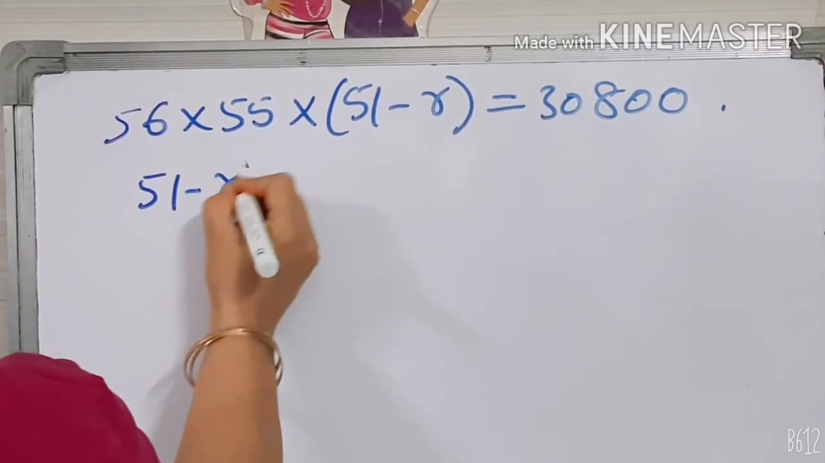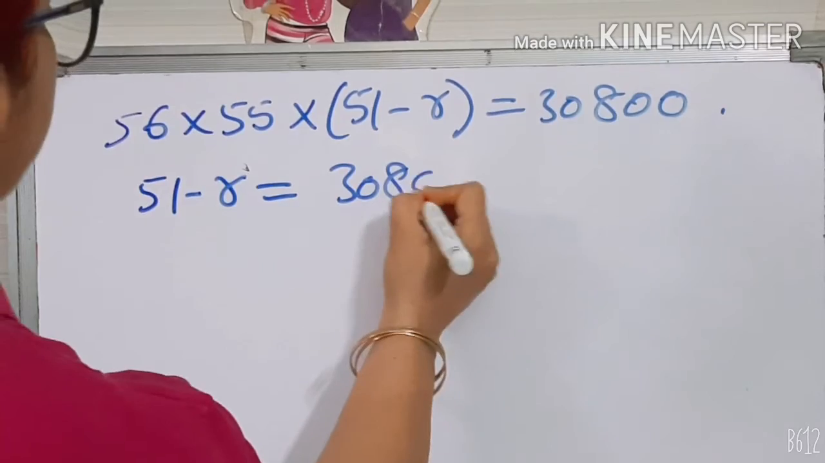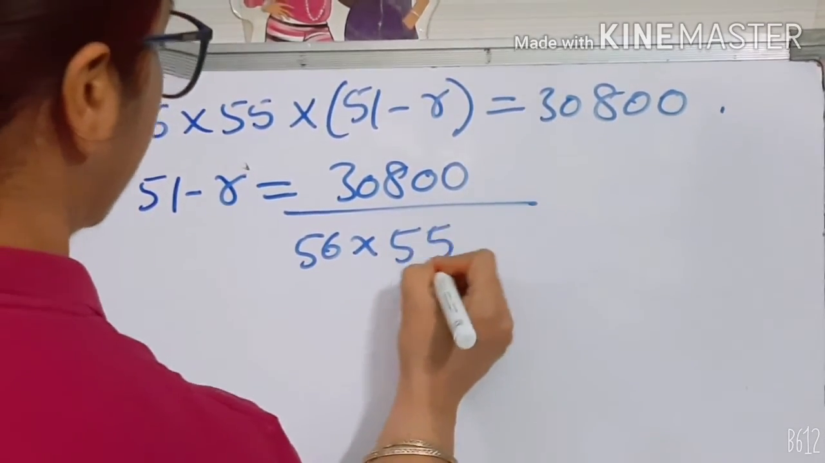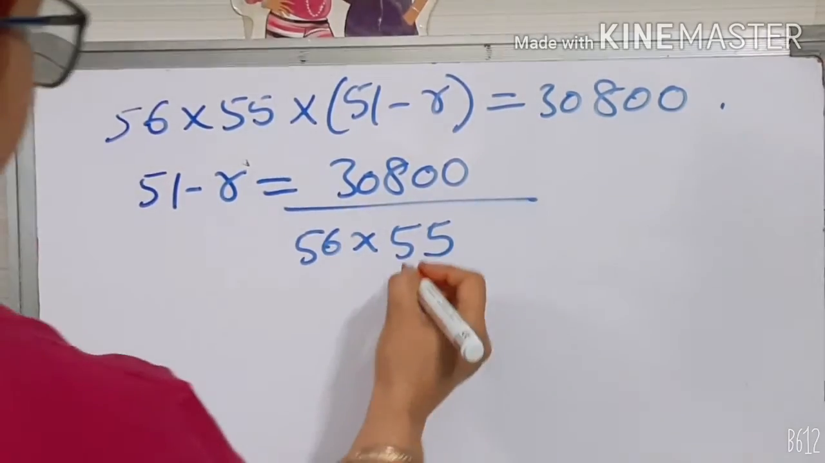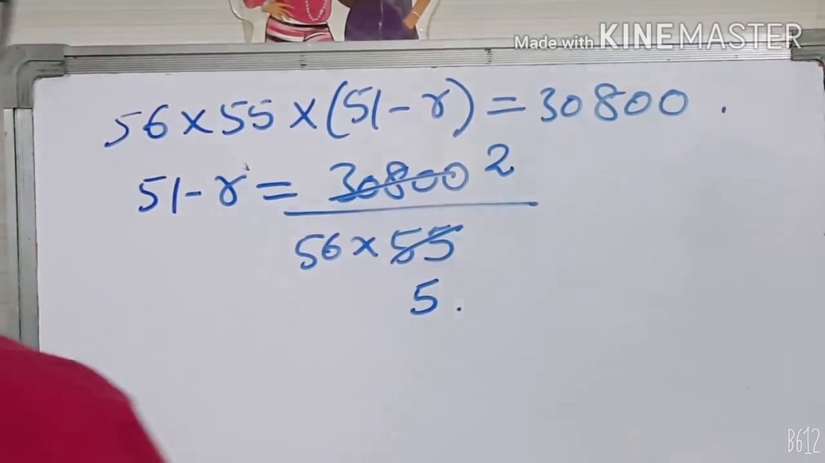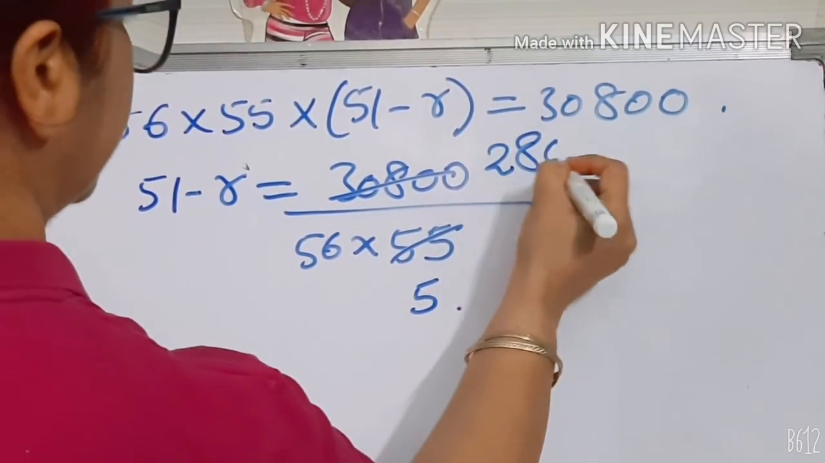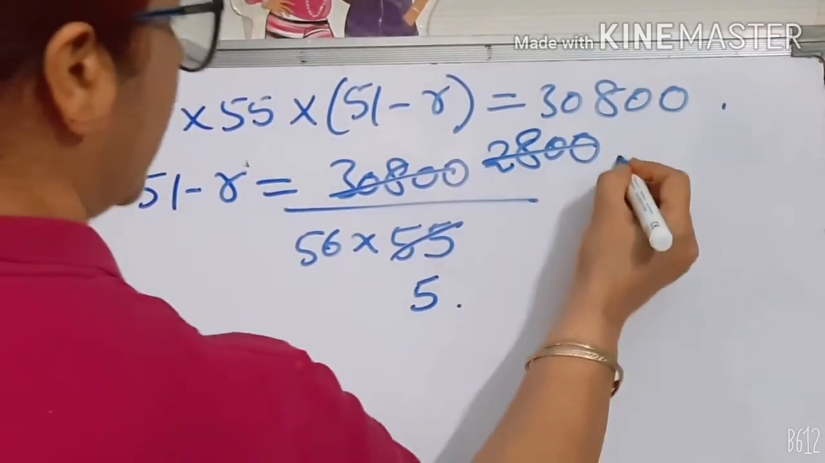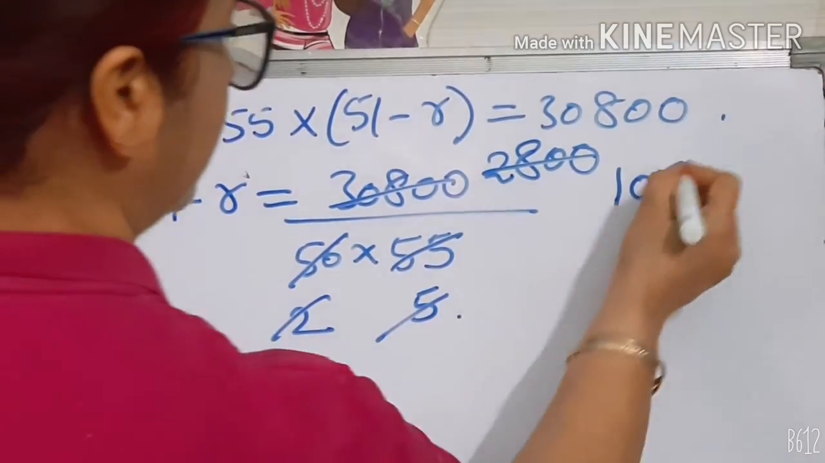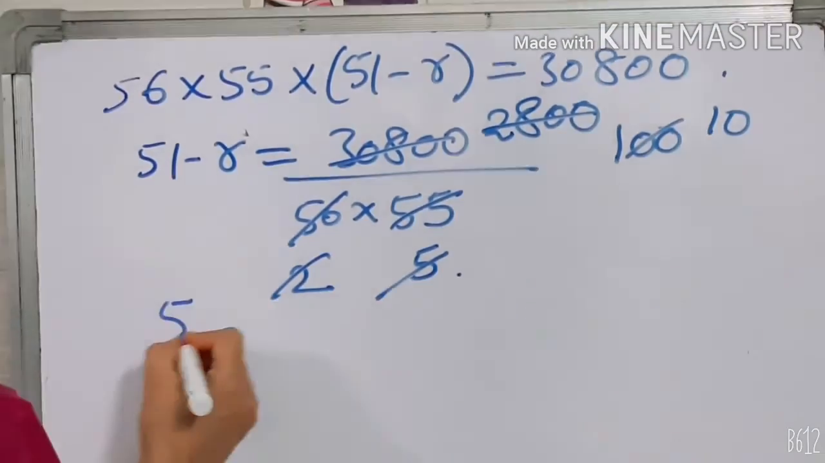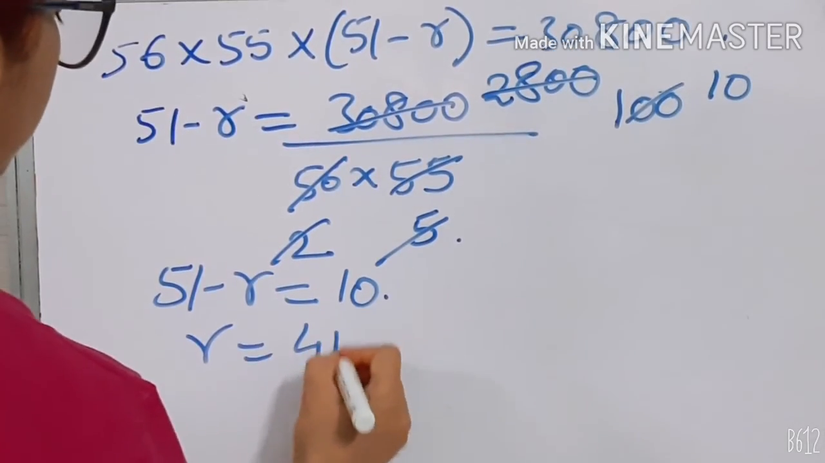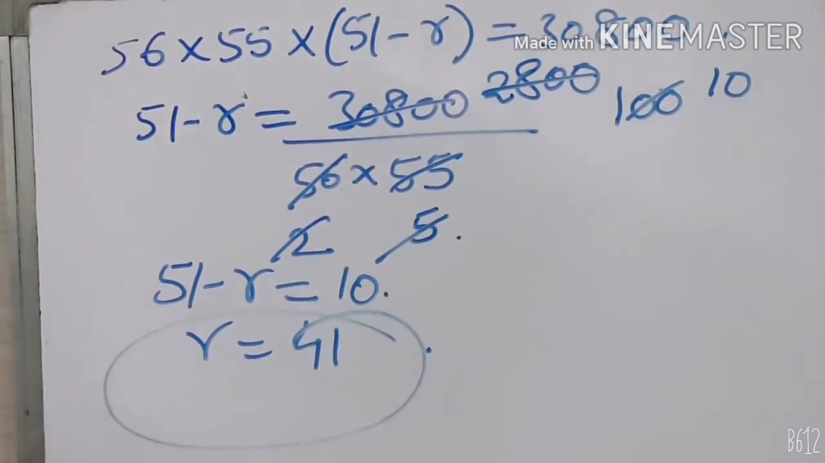Now, 51 minus r is equal to 30800 by 56 into 55. I can do it by 11. 11 fives are 55. 11 twos are 22. 11 eights are 88. 2800. 28 ones are 28. 28 twos are 56. 2 fives are 10 and 10 tens are 100. I got 51 minus r is equal to 10, or r is equal to 41.